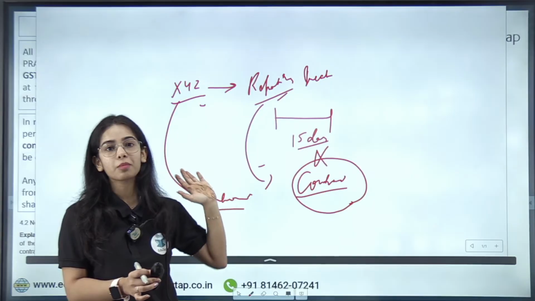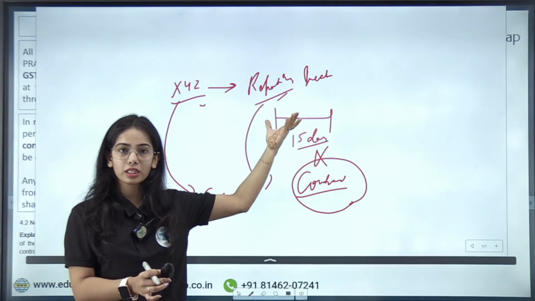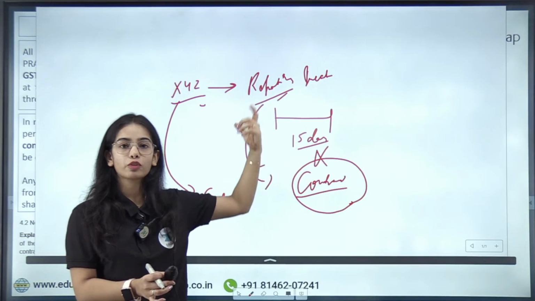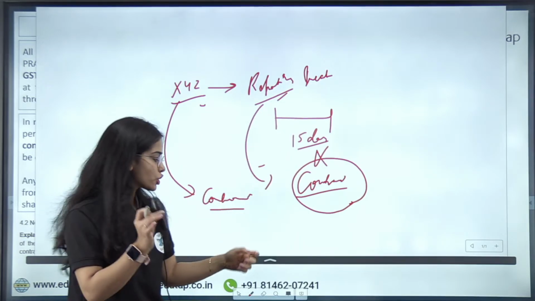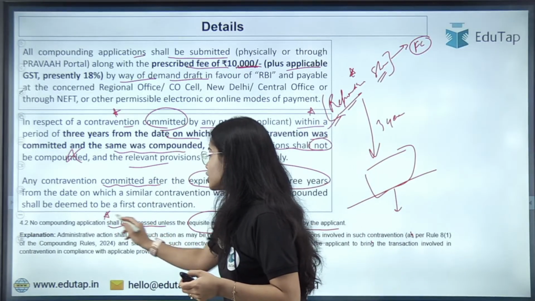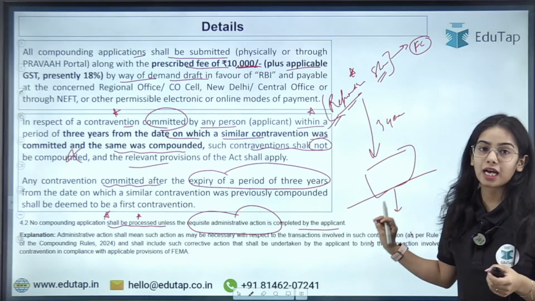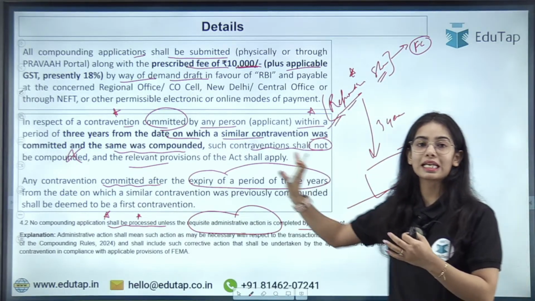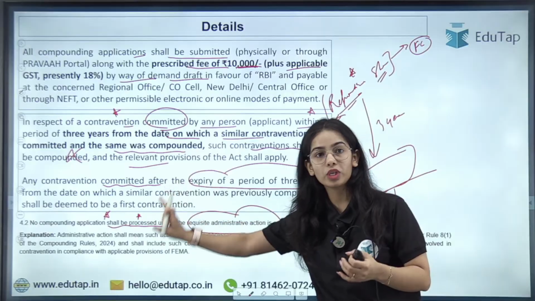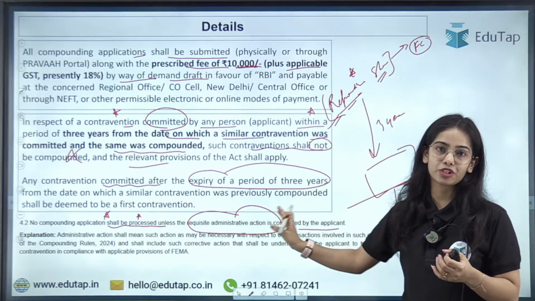So if you are sending the application to the Reserve Bank of India to compound your contravention, first resolve that breach. Then the RBI will think about compounding. First resolve the breach means if you have not done the reporting, do the reporting first. If you have not done the submission, do the submission first. So this is the administrative action. The application will only be accepted once they have done the administrative action.